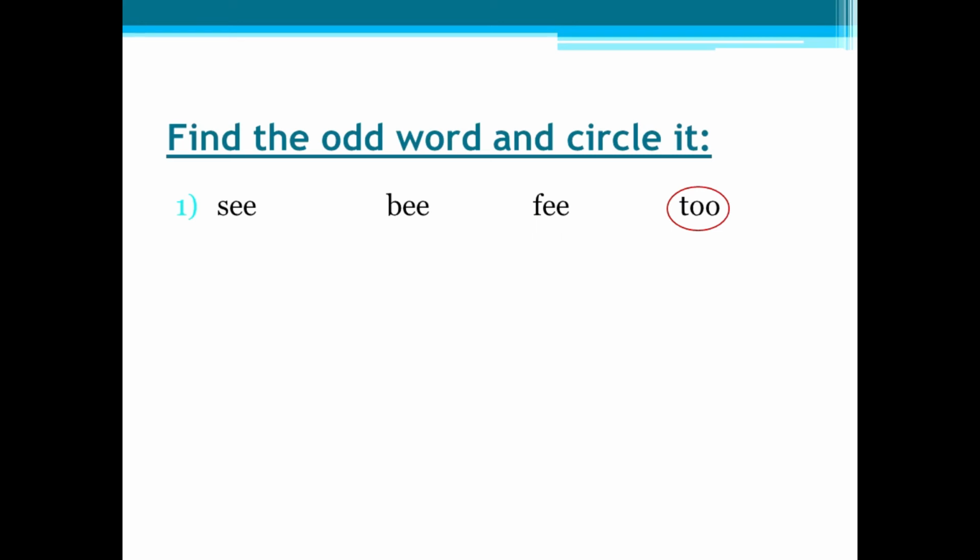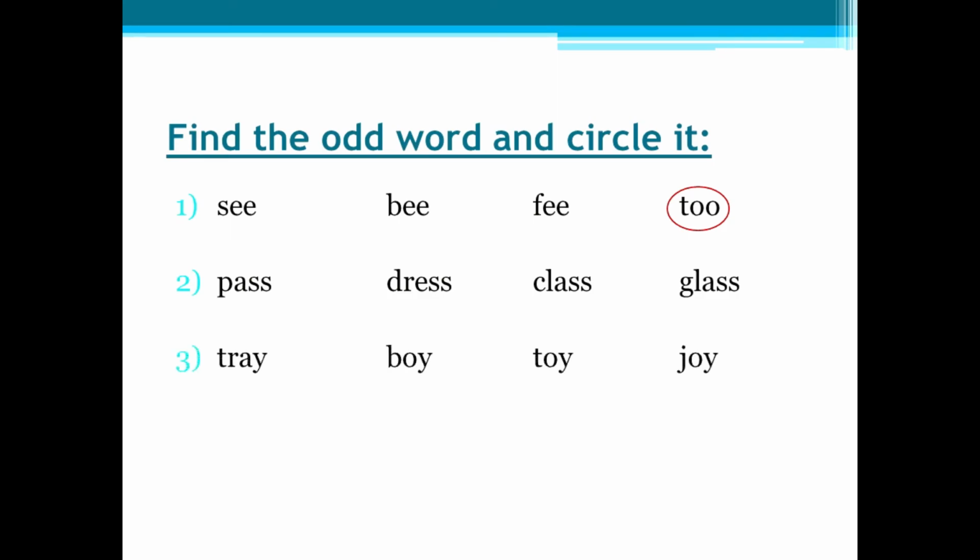Now let's see. First one I have done, the next you will have to do. So you have to say along with me. Okay, start. Second one is pass. Say with me. Pass, dress, class, glass. Say again. Pass, dress, class, glass. Next, tray, boy, toy, joy. Say again. Tray, boy, toy, joy. Very good.